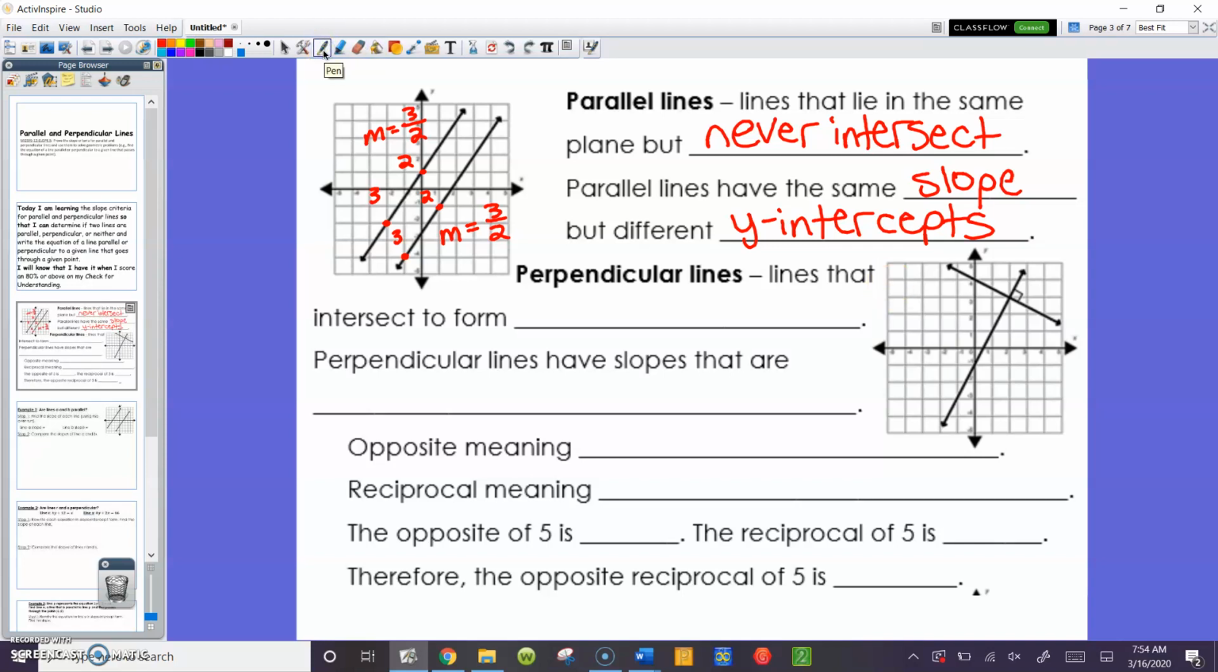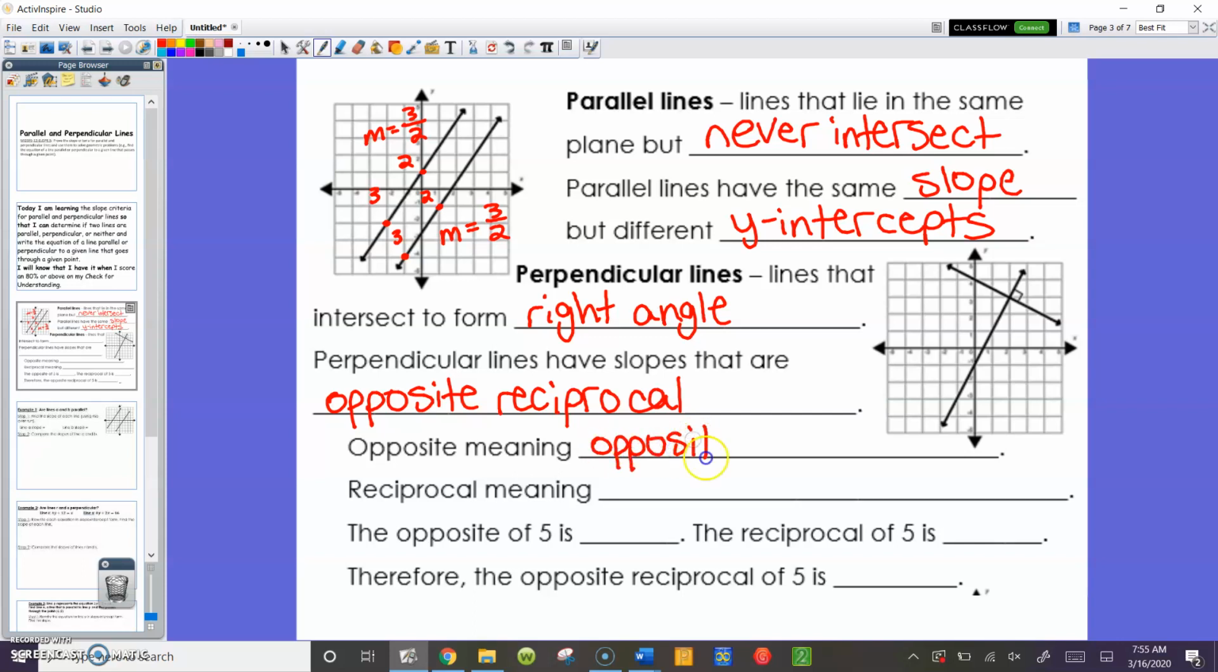Okay, perpendicular lines are lines that intersect to form right angles. Perpendicular lines have slopes that are opposite reciprocal. Now, that may sound complicated, it's not. When I say opposite, I mean opposite sign. And when I say reciprocal, you're always going to think flip the fraction.